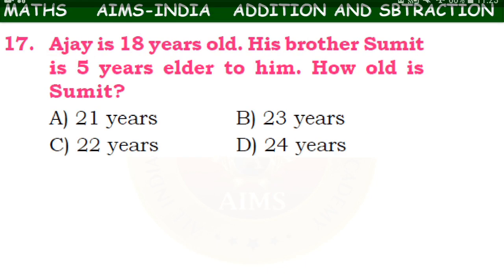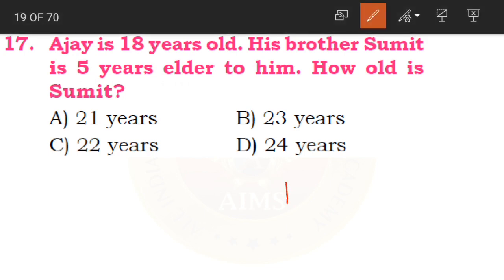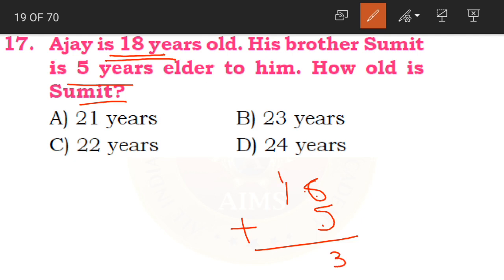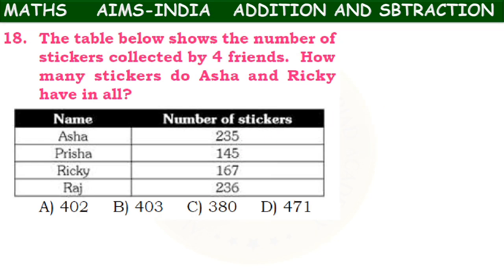Yes. Coming to question number 17. Ajay is 18 years old. His brother Sumit is 5 years elder to him. So how old is Sumit? Yes, Ajay is only 18, but his brother is 5 years older. Elder means more. 5 years more in age. So how old is Sumit? We need to add 8 plus 5 is 13. 1 carried, 3 written down. 1 plus 1 is 2. What is the answer, children? 23 years. So Sumit is 23 years old.